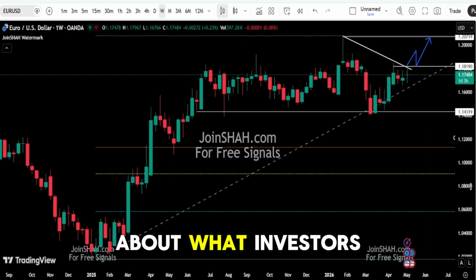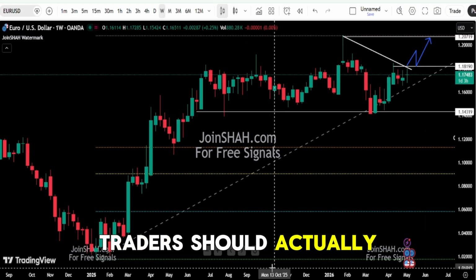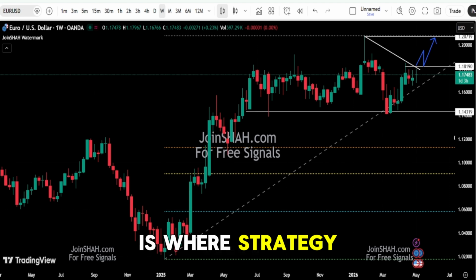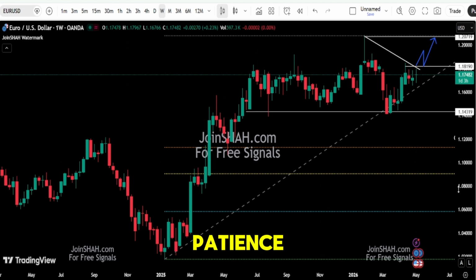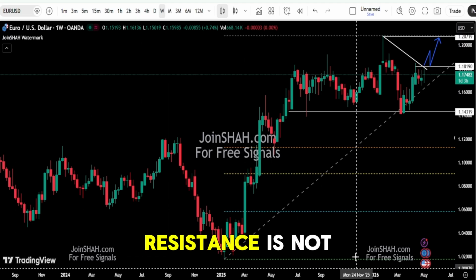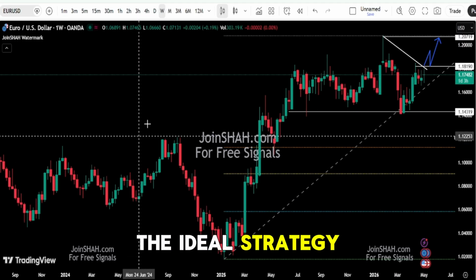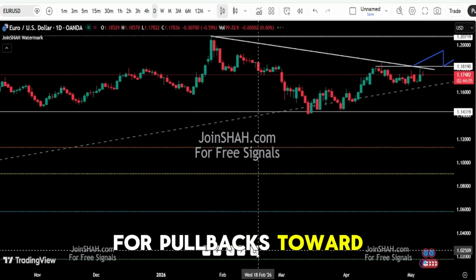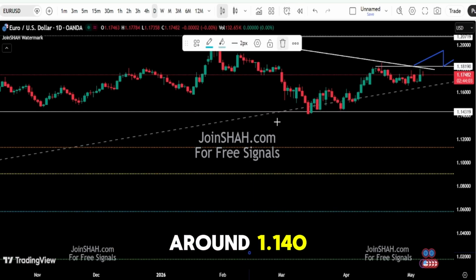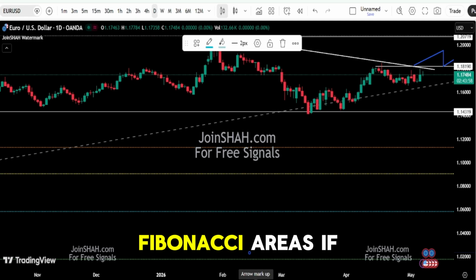Now let's talk about what investors and swing traders should actually do, because this is where strategy matters. For investors, the best approach is patience. Chasing price near resistance is not smart because risk becomes high. The ideal strategy is waiting for pullbacks toward value zones, especially around 1.140 or deeper weekly Fibonacci areas if the market retraces.